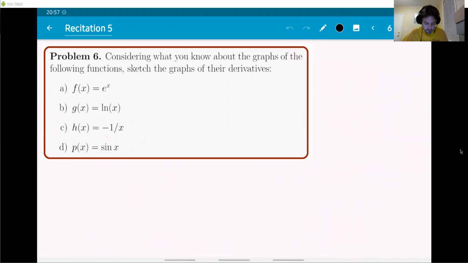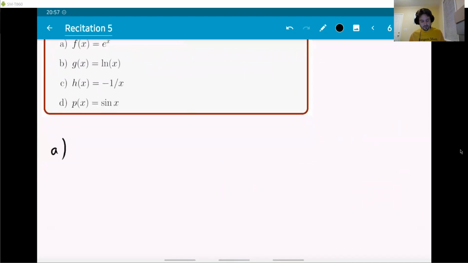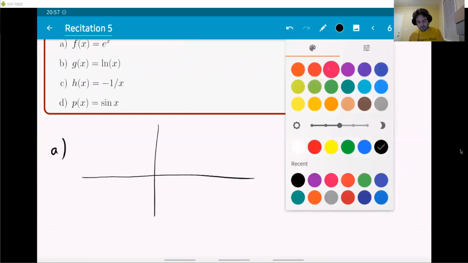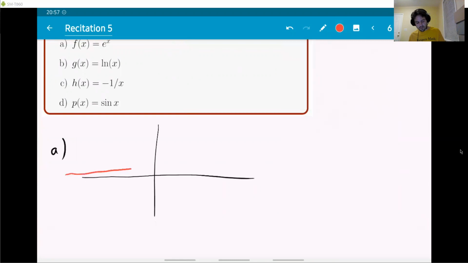We can calculate it for this minus 1 over x. That's possible. The others will require certain tricks. But forget about that. We don't want to find the derivative. We want to sketch the graphs of the derivatives based on the graphs of the functions themselves. So for example, the first one, f of x is e to the x. What should f prime be?